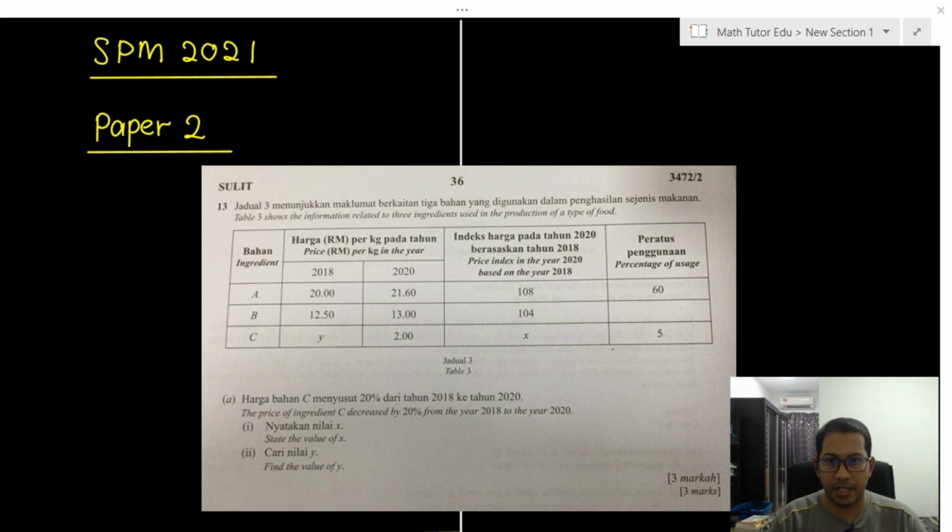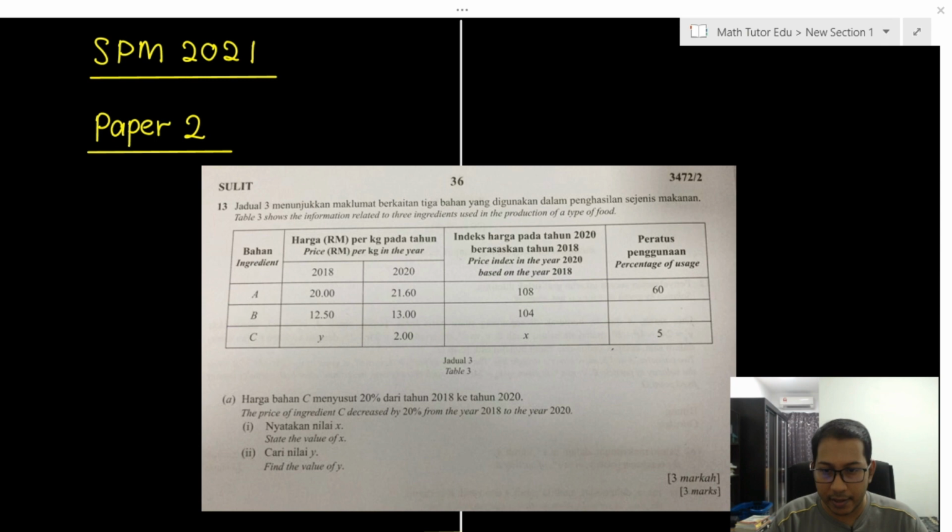Okay, let me read the question now. Table 3 shows the information related to 3 ingredients used in the production of a type of food. As you can see here, you have ingredient A followed by B and C, and their price per kilogram in the year, followed by price index in the year 2020 based on the year 2018, and the percentage of the usage. Okay, so continue to read the question.